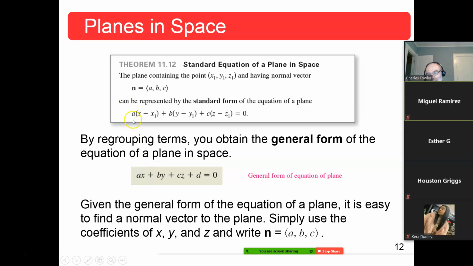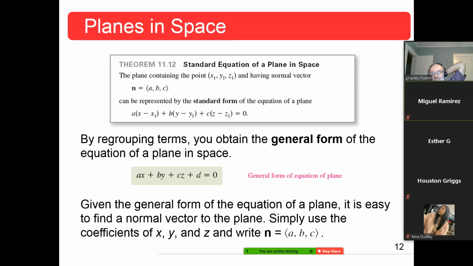Now that one would be, remember I said a times x1 or minus x1 is just a number, b times minus y1 is just a number, c times minus z1 is a number, and if you add those numbers together, minus ax1 minus by1 minus cz1, make that a d, set that equal to 0. That's the general form for an equation in space. The standard equation has the x1, y1, and z1 in it, identifying that initial point. You don't have to know the initial point.